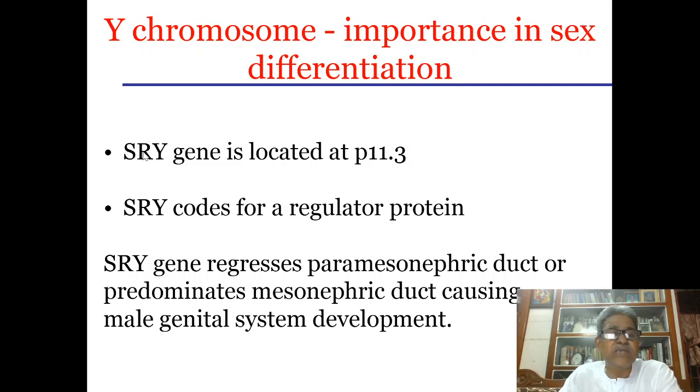From this locus, from this gene, different types of protein factors are synthesized, which are responsible for the development of the male child. The SRY codes for a regulator protein, which is responsible for this differentiation. There are so many proteins. Next we come to the discussion of such different proteins and their role in differentiation. The SRY gene regresses the paramesonephric duct and predominates the mesonephric duct, causing male genital system development.